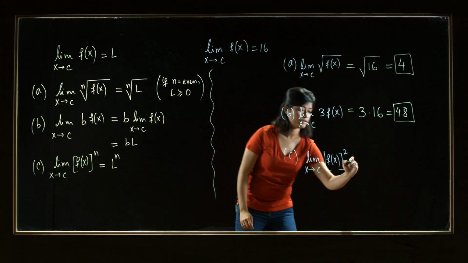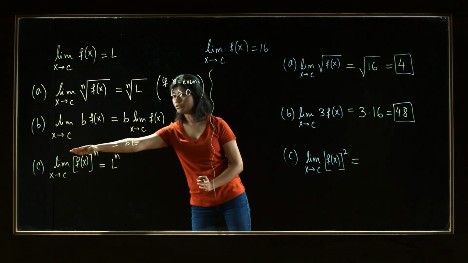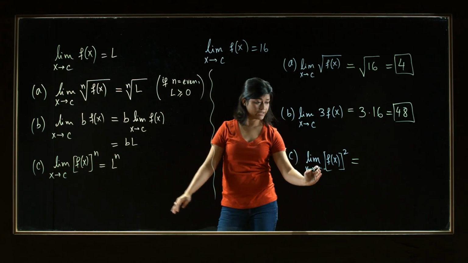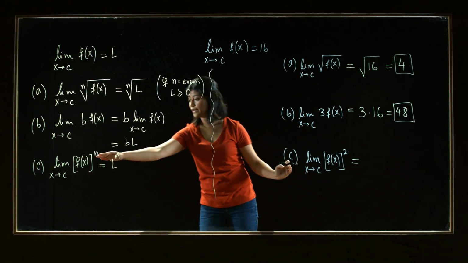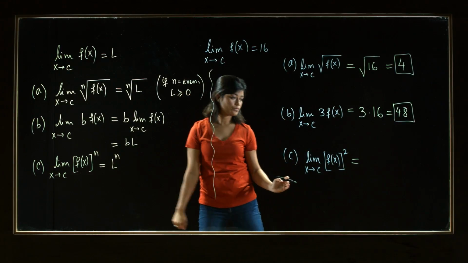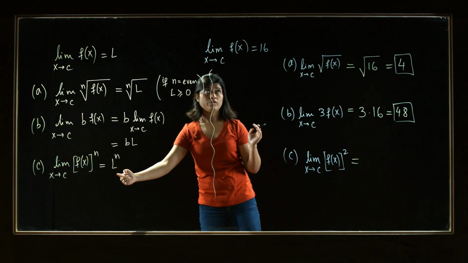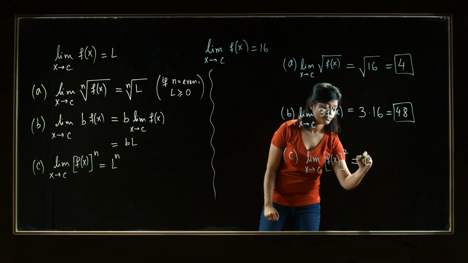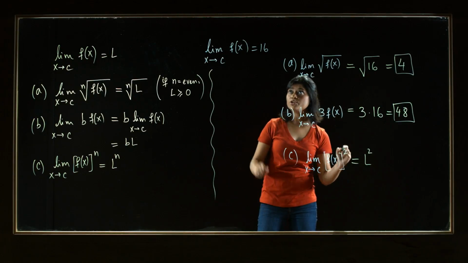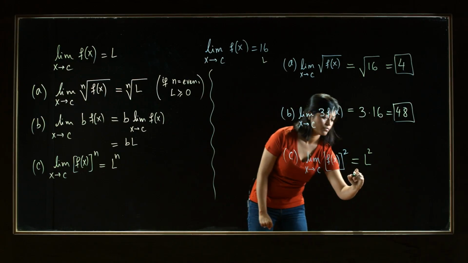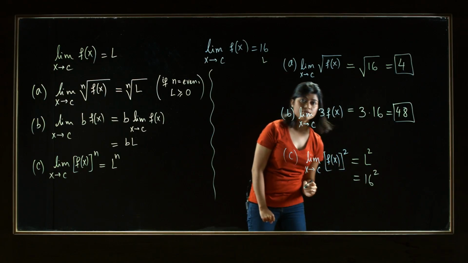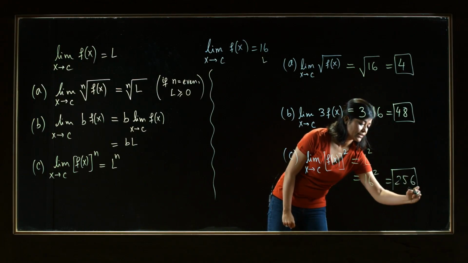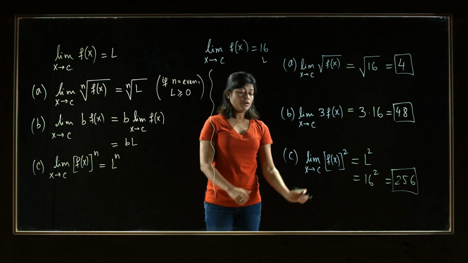The last one looks very similar to property C here. We have to figure out the limit as x approaches c of the function squared. So here n is 2. So the answer is whatever our original limit is, and then raise it to the power 2. But the original limit is 16. So we do 16 squared, and 16 squared is 256. And that's the limit of the third one.